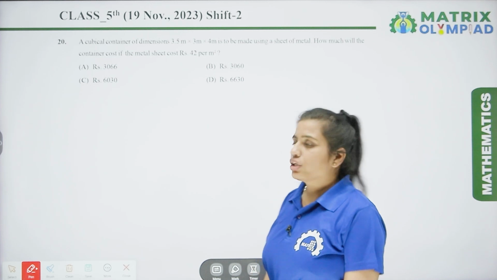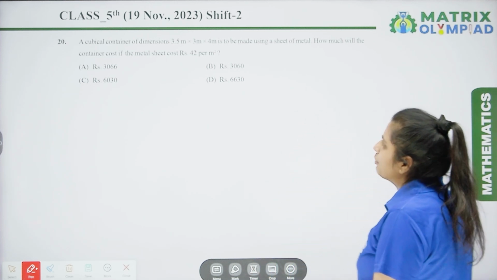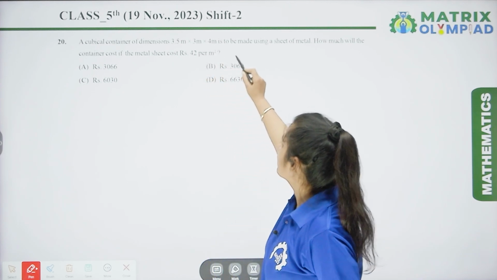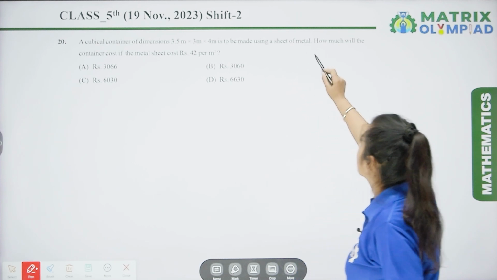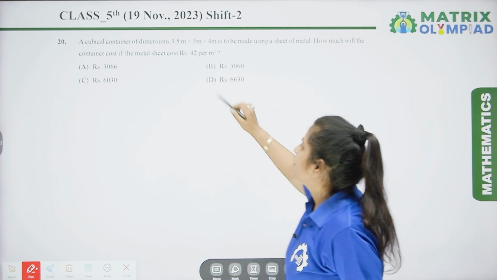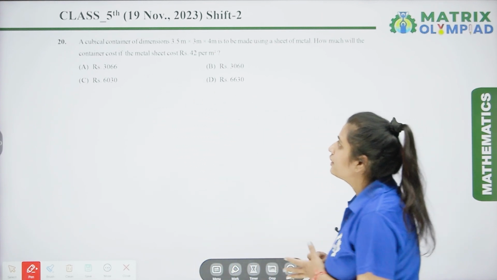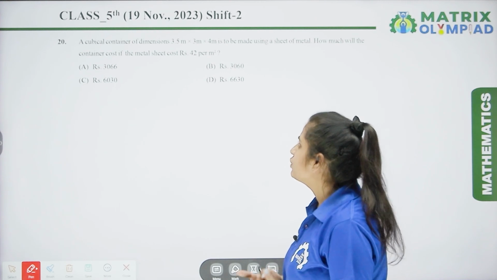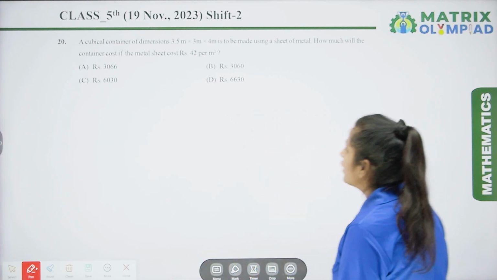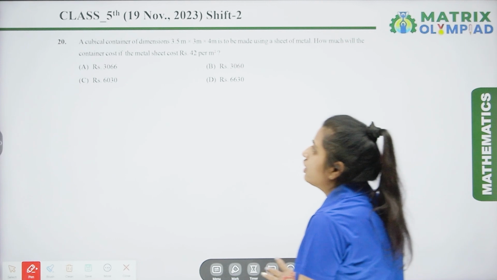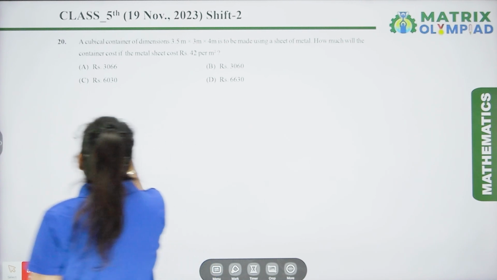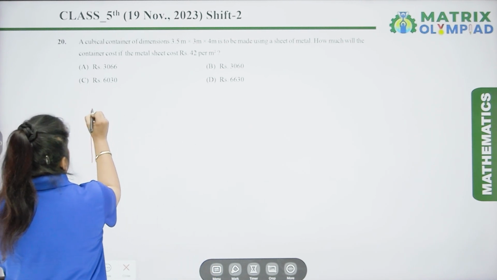Now the next question is question number 20. A cuboidal container of dimensions 3.5 meter multiplied by 3 meter multiplied by 4 meter is to be made using a sheet of metal. How much will the container cost if the metal sheet costs rupees 42 per meter square? So here what we have to do? We have to find out the area of this cuboidal container first. So let's draw a cuboid.